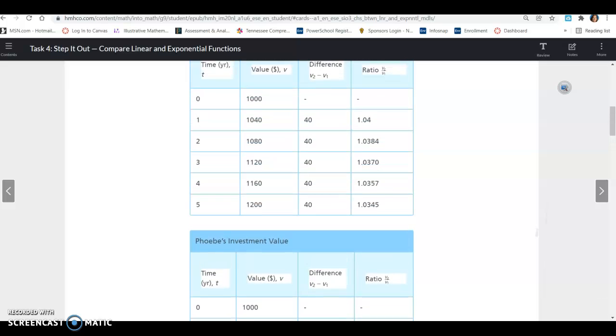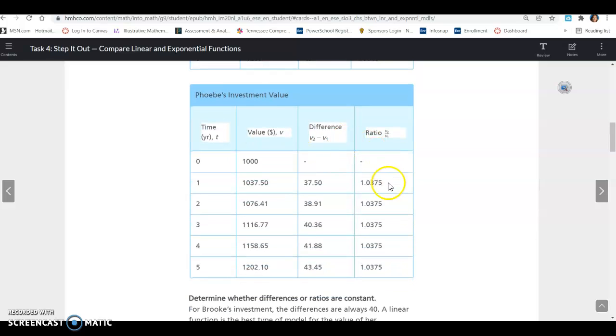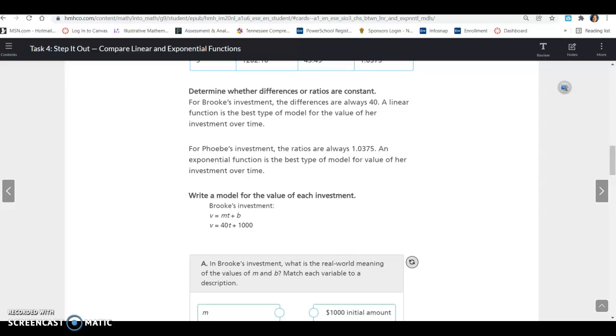All right, so when the common difference is the same, this is going to represent a linear function. And when the common ratio is the same, this is going to represent an exponential function. All right, so that's our two tables. And it says determine whether differences or ratios are constant. For Brooke's investment, the differences are always 40. A linear function is the best type of model for the value of her investment over time. For Phoebe's investment, the ratios are always 1.0375. An exponential function is the best type of model for the value of her investment over time.